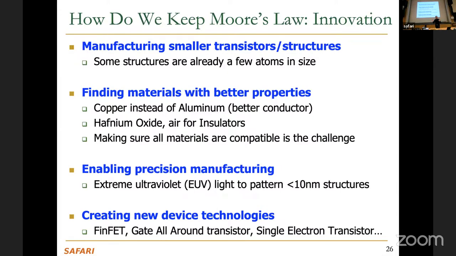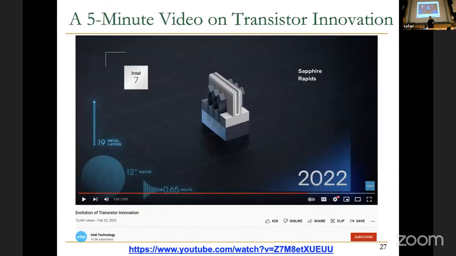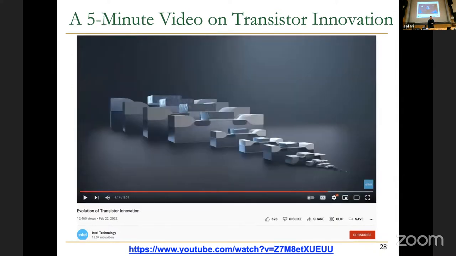FinFETs are used. Again, I'm throwing you words here, but this is a transistor, for example, that's used by Intel. That's their visualization of it. You can watch their video that they introduced. This is the Intel 7-nanometer technology. 7-nanometer refers to roughly the length of the gate of a transistor. But I say roughly because that's not exactly like that. It's more of a marketing term today. But you can use that as an idea of how wide your transistor is today. 7 nanometers, very small, right? We're going to go down to 2 or 3 nanometers soon.